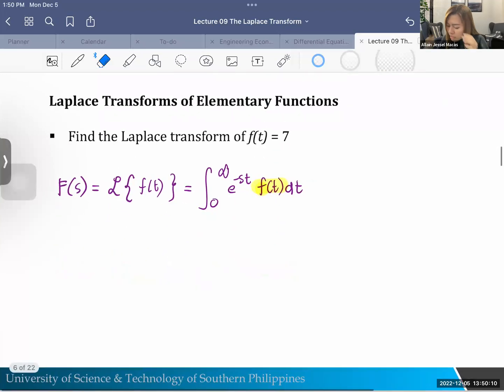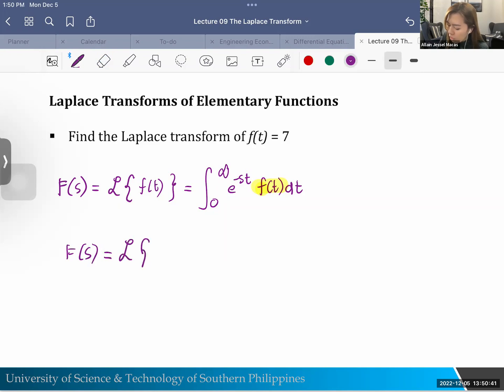Okay. So now, class, the given f of t is equal to 7. So it's still the same, right? Don't worry, we're going slowly, Charles. Okay, next example, we have f of t equal to 7. We stick to constants, class, so you can see the pattern. If you want to get the Laplace transform of 7, class, that is just the same as what we did with 1.